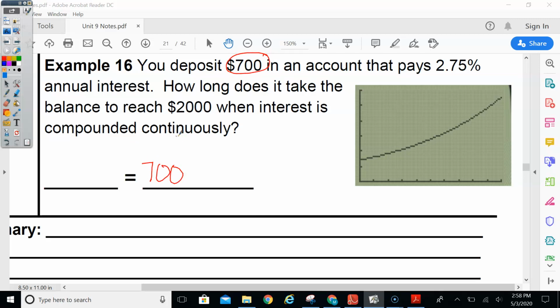It says continuously, so I know I'm going to use E. And it gives me the rate, which as a decimal is 0.0275. But it wants to know how long. So we're looking for the time. I'm going to put X for the time here. We want to know how long it takes to reach this much, so that's what we want it to be equal to here. So this is a solving problem, which again, we don't know how to solve by hand yet. We only know how to do it in the calculator.